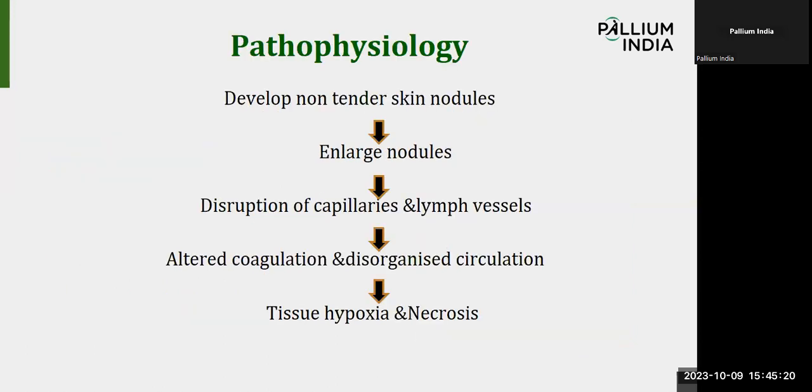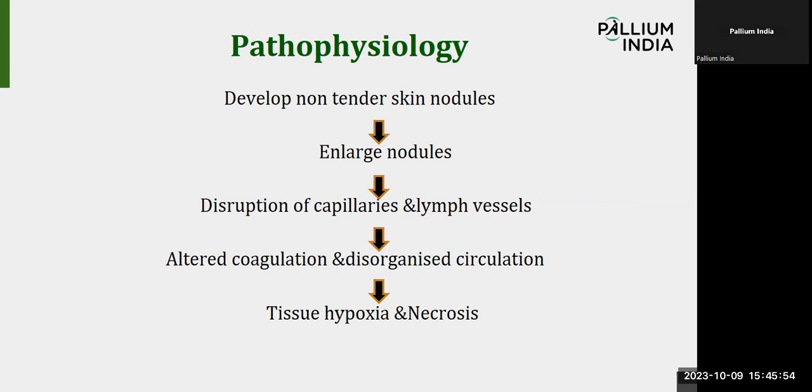Okay, so what is the pathophysiology? It mainly develops as non-tender skin nodules. As we say in the cancer wound, whenever there is a cancer, when we assess the skin, non-tender skin nodules will be developed. Then those nodules will enlarge. Because of that enlargement, there will be disruption in the capillaries and the lymph vessels. The circulation will be impaired, and that will lead to altered coagulation and disorganized circulation, and that will lead to tissue hypoxia and necrosis.